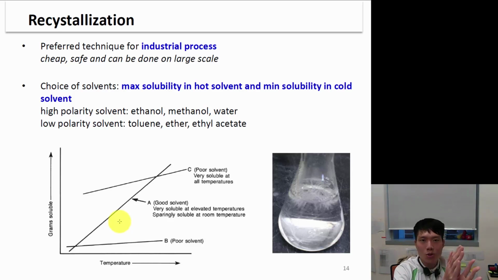So this is how we draw the line to see, okay, if I want to dissolve my impurities and then collect my pure compound at a certain elevated temperature. For C and B, they are poor solvents because if I increase the heat a bit, it still becomes very soluble. There's not much difference in the solubility, so you may precipitate both your impurity and your desired product.